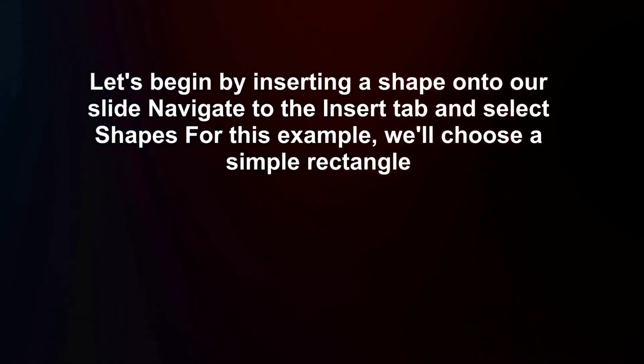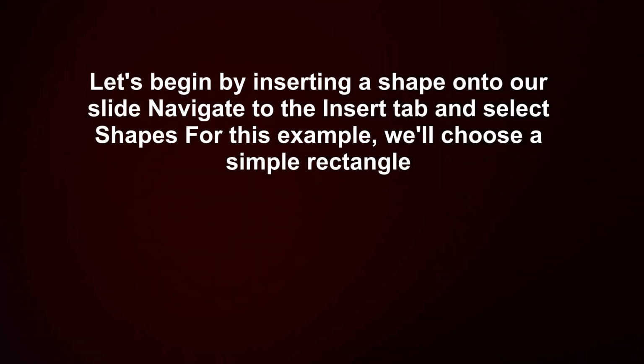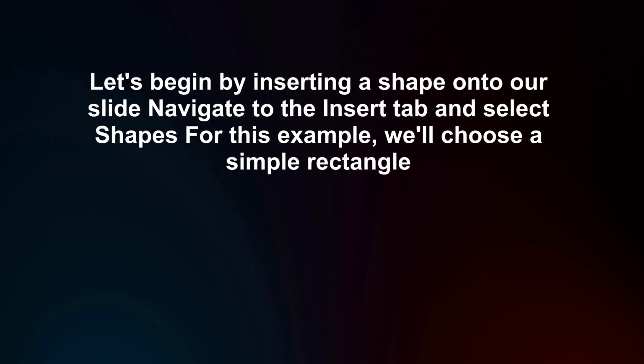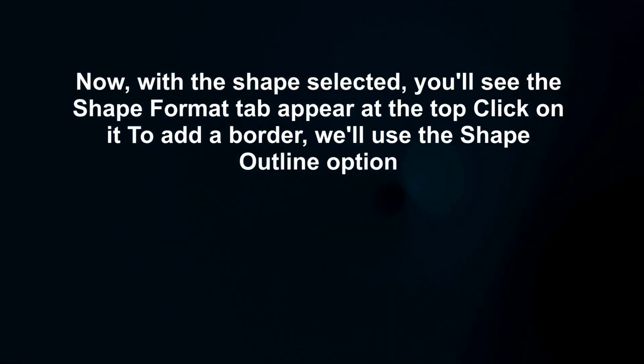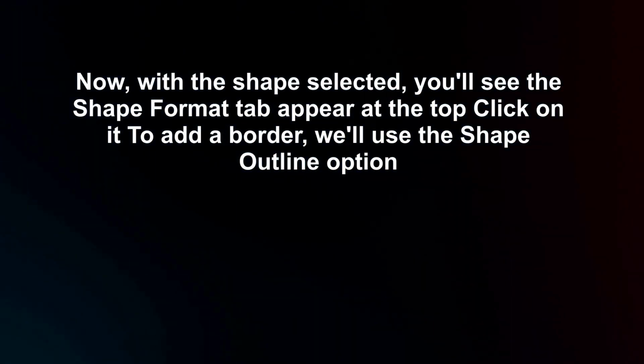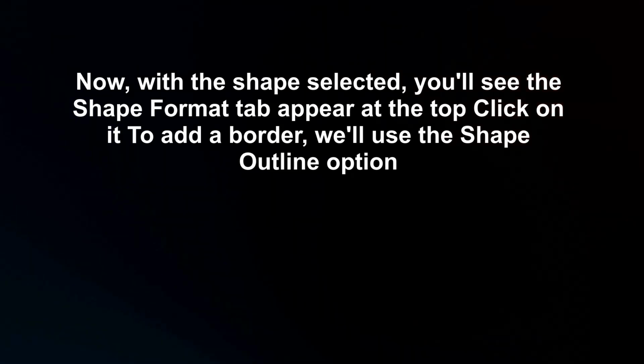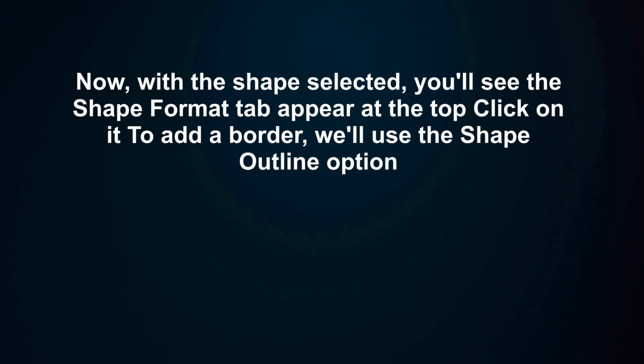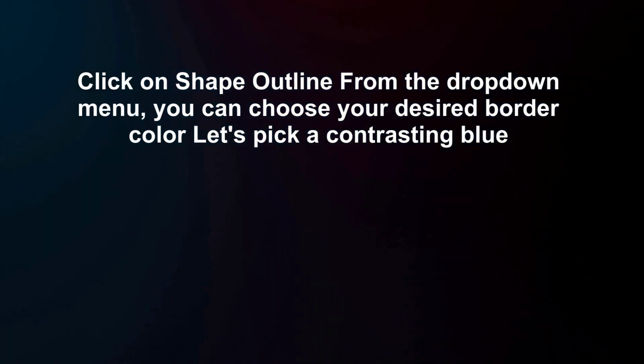Navigate to the Insert tab and select Shapes. For this example, we'll choose a simple rectangle. Now, with the shape selected, you'll see the Shape Format tab appear at the top. Click on it to add a border. We'll use the Shape Outline option. Click on Shape Outline from the drop-down menu.